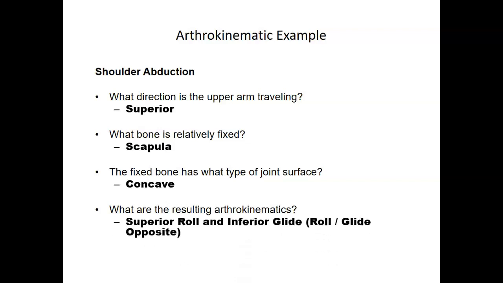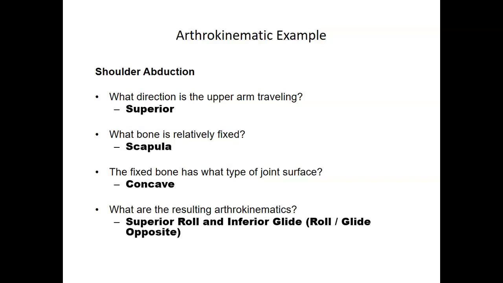Yes? What if one of the segments isn't fixed, like if you're doing a closed chain, say like a push-up? Okay. The question is, if neither of the bones appear to be fixed, which would it be? So in that case, when we go to doing manual therapy techniques, we are fixing one bone artificially and moving the other bone. So you will know which one is fixed and which one is moving.